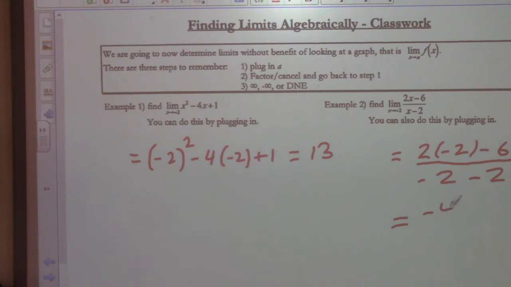So negative 4 minus 6, and then we have negative 2 minus 2. So that's going to be negative 4, is that right? And so we have negative 10 over negative 4, and that's going to be 5 halves, right? So 5 halves. Do we have more work to do on this one? No. So we are done with this one.